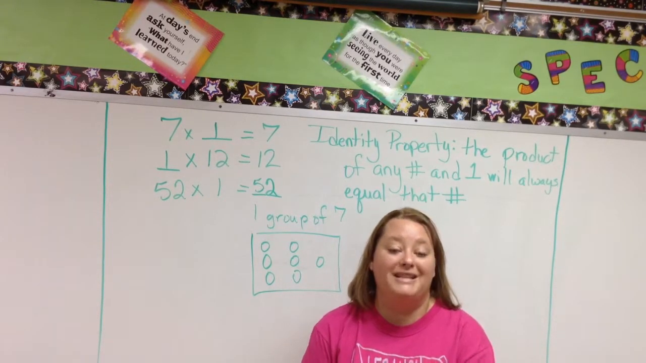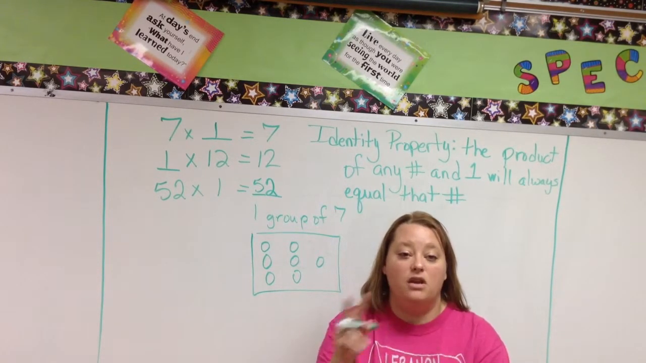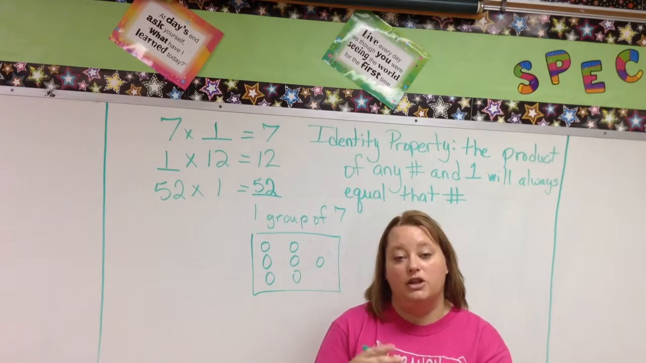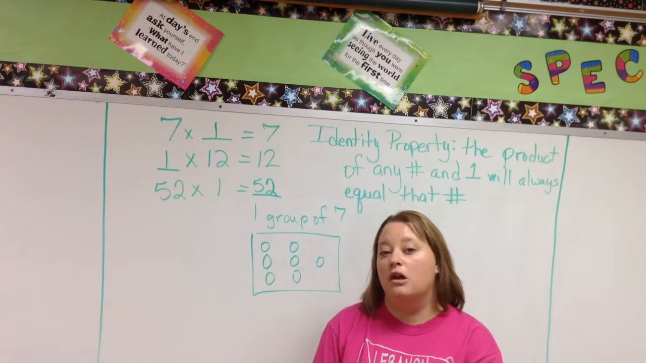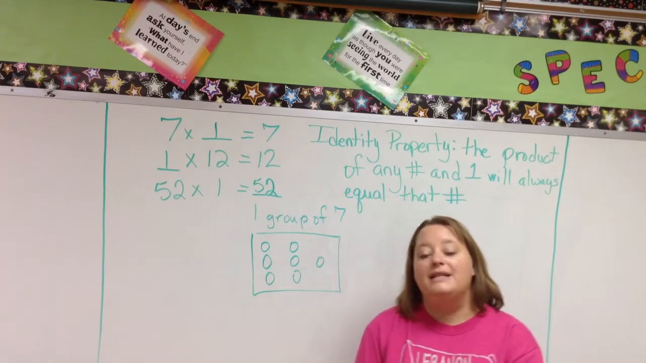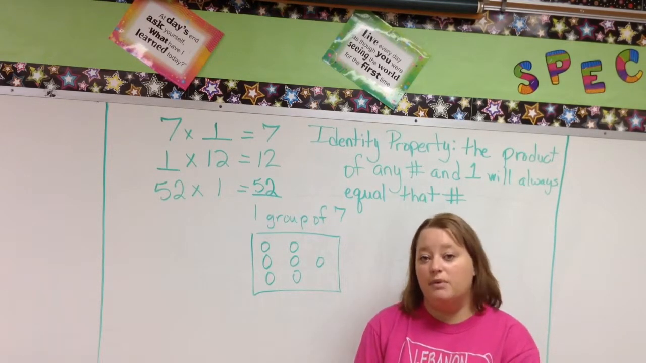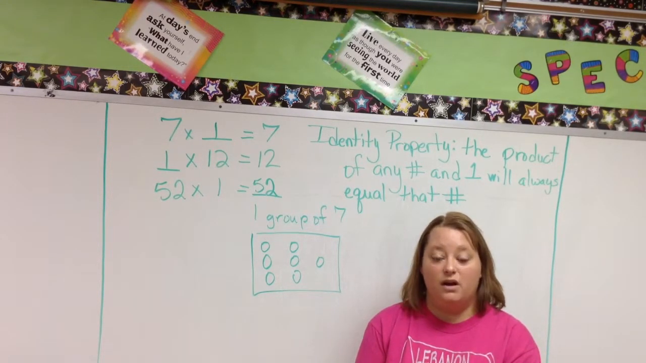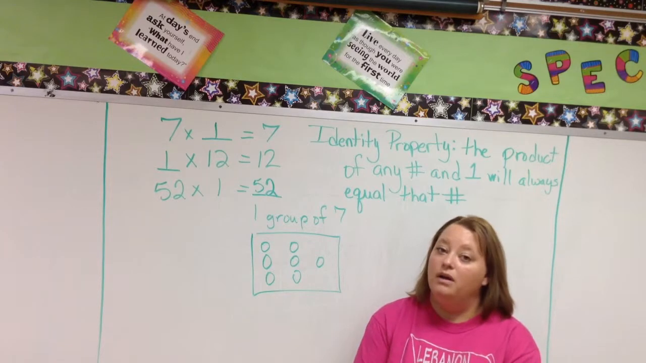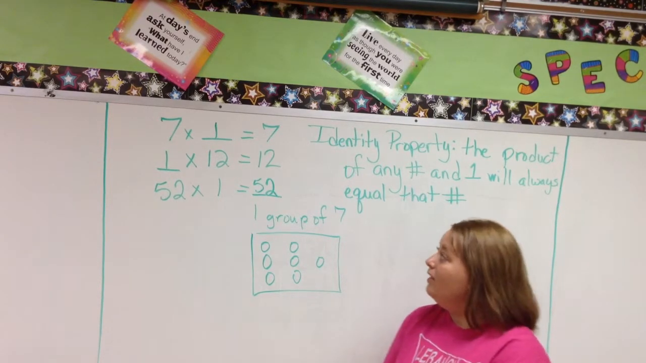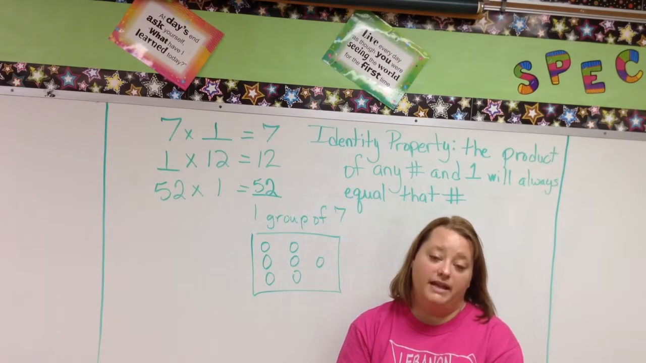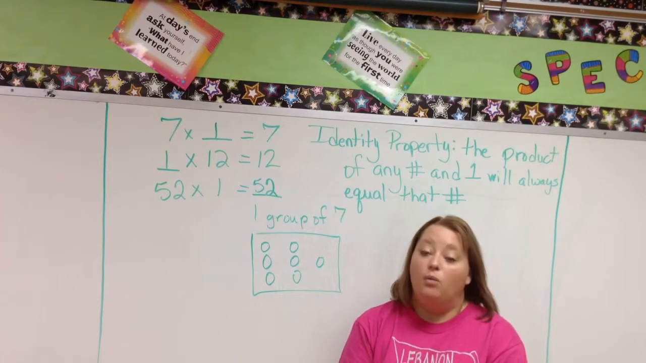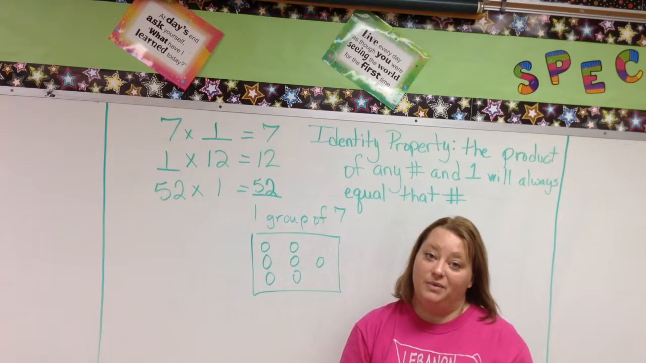The commutative property says you can change the order of what you're multiplying, like 2 times 5 and 5 times 2. The answer is the same. That is the commutative property. The zero property states that any number times 0 will always be 0. If I have 1,000,000 groups of 0, there's still 0 in that group. The identity property states that any number times 1 will always equal that number. 1,000,000 times 1 is 1,000,000.